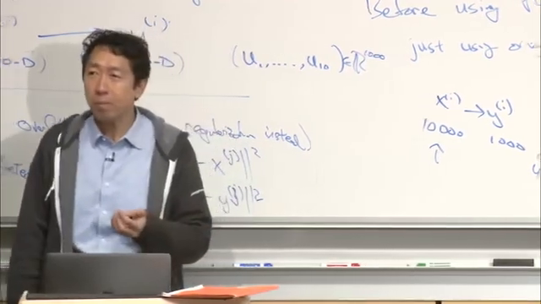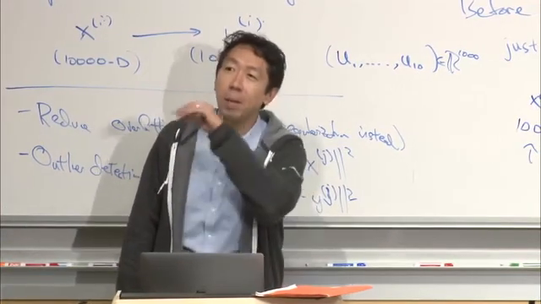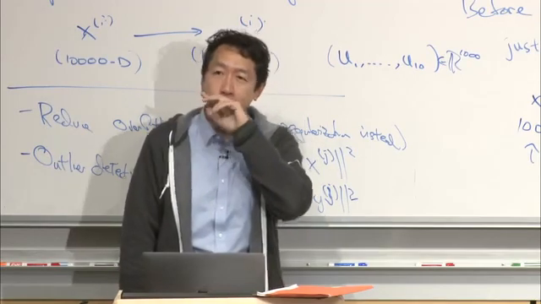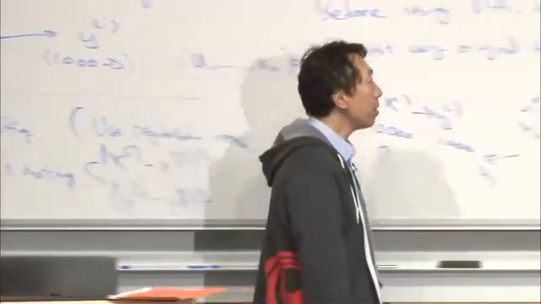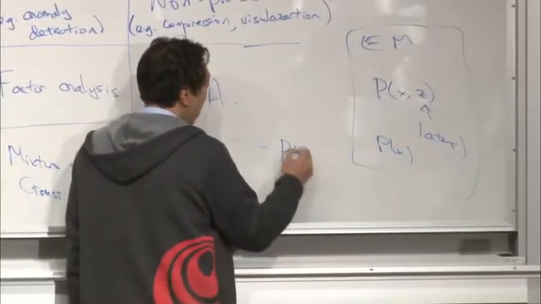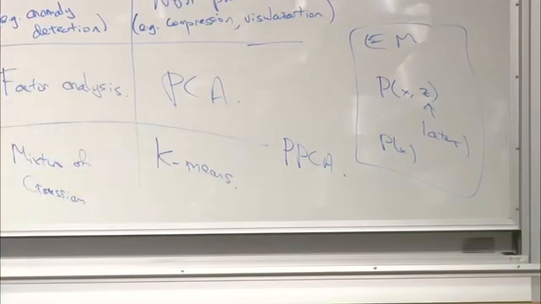How am I doing on time? All right, go ahead. Is it possible to give a probabilistic interpretation to PCA in terms of the variance explained? Yes, it's possible to give a probabilistic interpretation of PCA. There's another algorithm called PPCA, probabilistic PCA, that does that.